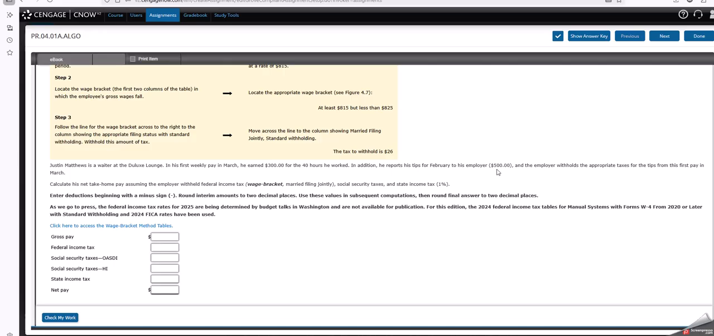So he's already got the $500. What he doesn't have is the $300. So you want to remember that first and foremost. Then his gross pay is going to be $800, those two added together. Then we're going to say he is married filing jointly, and this is weekly. So we're going to click here to access those tables.